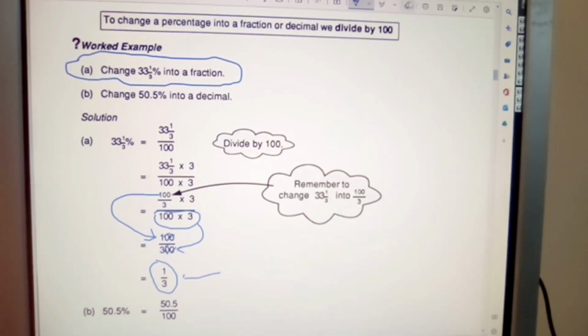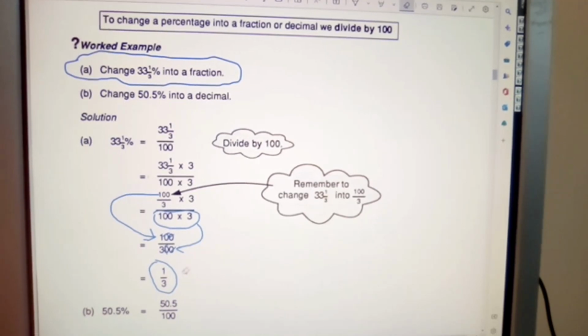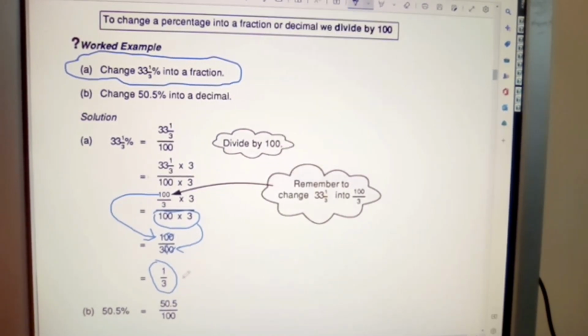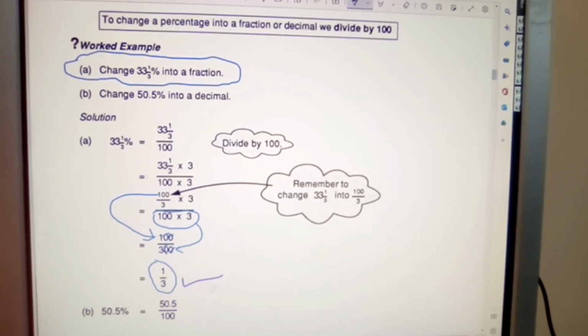Sorry, let me just rub that out a bit. Get my pen back. And that would be your procedure. Okay, and that would be your 1/3. That's converting that to a fraction.